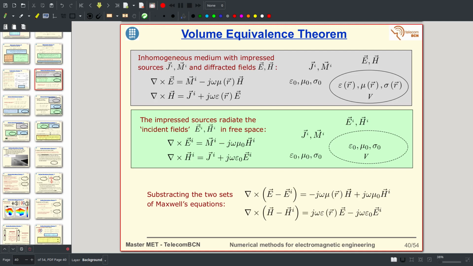And now, the equivalence theorem. The equivalence theorem is the most useful of this set of theorems and principles in this chapter because it will allow the formulation of the integral equations that we have to solve using numerical methods. In fact, the problem is that we have set the way to compute the fields due to some sources, to some electric and magnetic currents, but in free space.